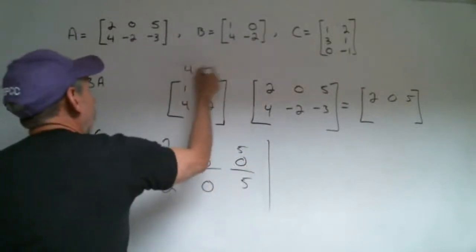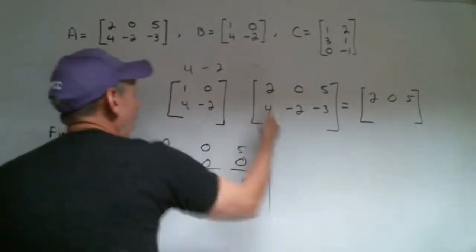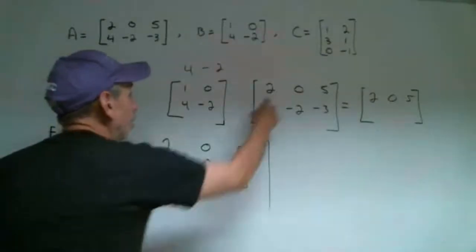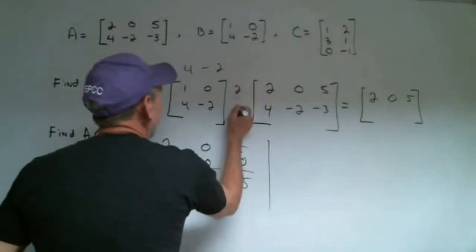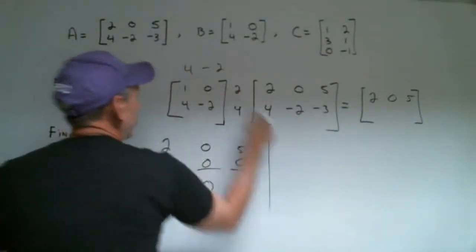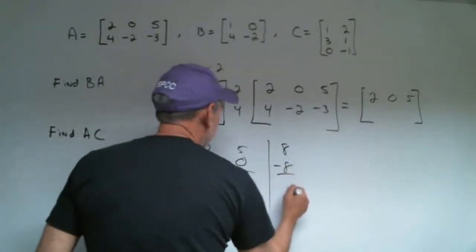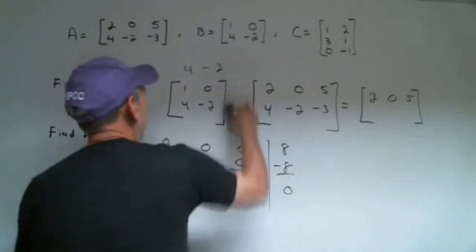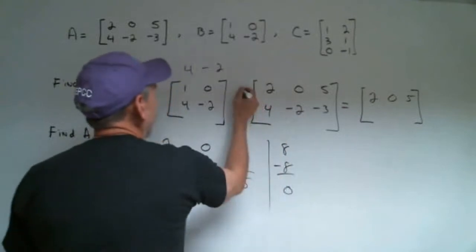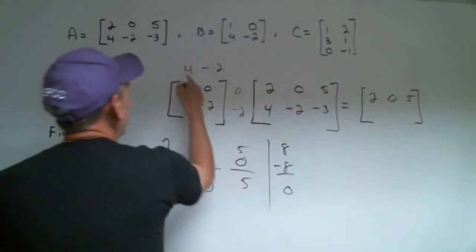So now I put the row number 2, and now I continue the same process. So 2 and 4 goes here. So 4 times 2 is 8. -2 times 4 is -8. So the answer is 0, right? So I'm done here.